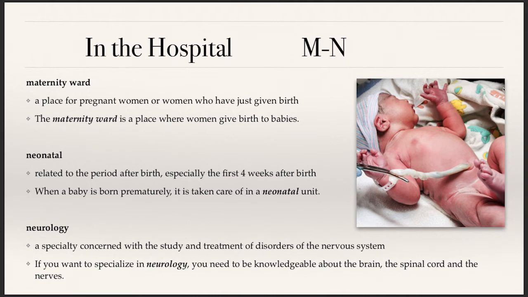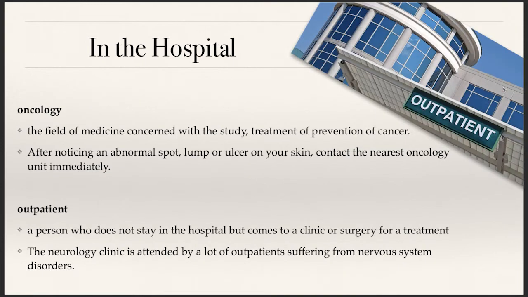And the sentence that we have here is: if you want to specialize in neurology, you need to be knowledgeable about the brain, the spinal cord, and the nerves. And two more words that we have here. One of them is oncology. This is the field of medicine concerned with the study, treatment, and prevention of cancer.